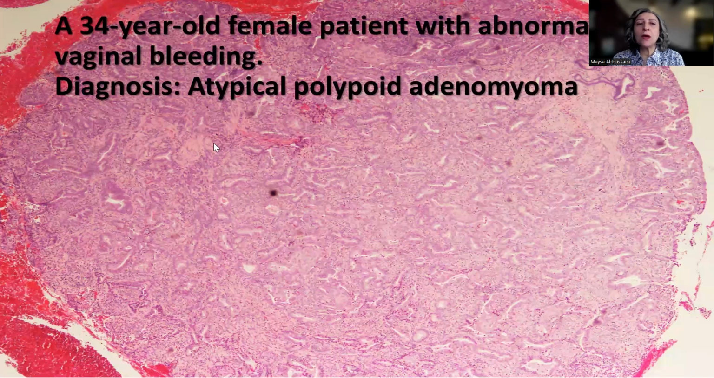So to sum up, this is a young female. Remember, she is a young female with abnormal vaginal bleeding that was found to have this complex endometrial proliferation, very much reminiscent of, and you would think of, endometrial hyperplasia, but remember this diagnosis, the atypical polypoid adenomyoma.